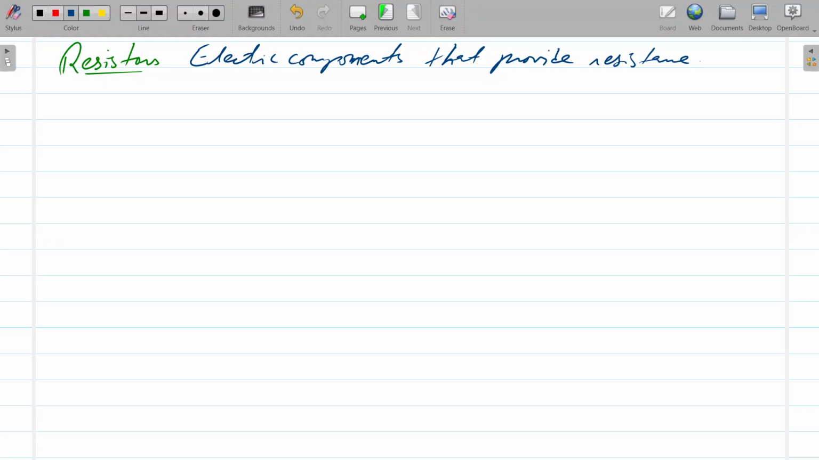For example, in your TV, or anywhere where you have a volume setting, when you decrease the volume, what's happening is the resistance is increasing. And so there's less current flowing through, and so the volume decreases, the sound decreases. Whereas if you increase the volume, the resistance decreases, there's more current flowing through, and so more electrical energy is being transferred, and so you get a higher volume.